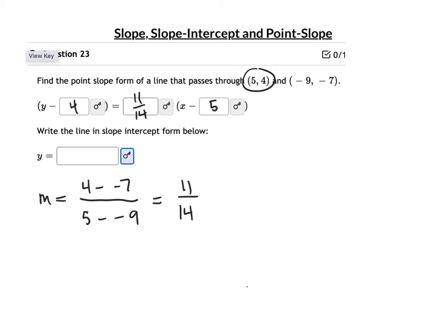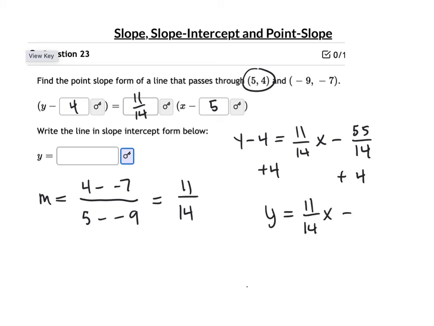Now, we're going to want to use a calculator here because we're going to have to distribute 11/14. That's not real friendly. Y minus 4 equals 11/14 x minus 55/14. And we'll add 4 to both sides to get y by itself. Going to the calculator, negative 55/14 plus 4 is 1/14. So it's y equals 11/14 x plus 1/14.